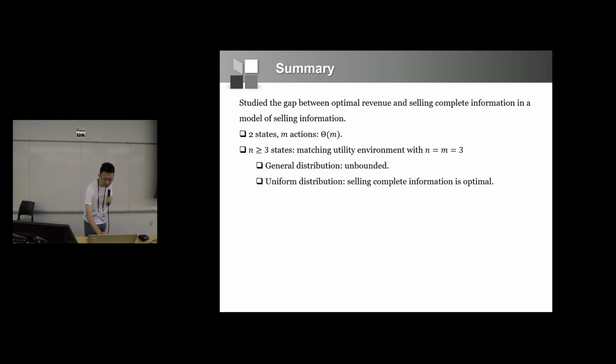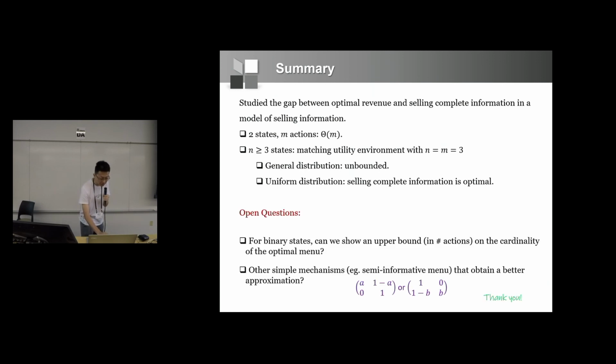Okay, just a quick summary. We studied a model of selling information, and we studied the gap between optimal revenue and selling complete information. Here are a couple of open questions. Firstly, it's still open whether we can show an upper bound, as a function of the number of actions, on the cardinality of the optimal menu. And the second one: in general settings, the result seems to imply that selling complete information is not going to achieve any approximation ratio. So it's quite interesting if we can design another simple mechanism that obtains a better approximation. So that's all for my talk. Thank you for your attention.